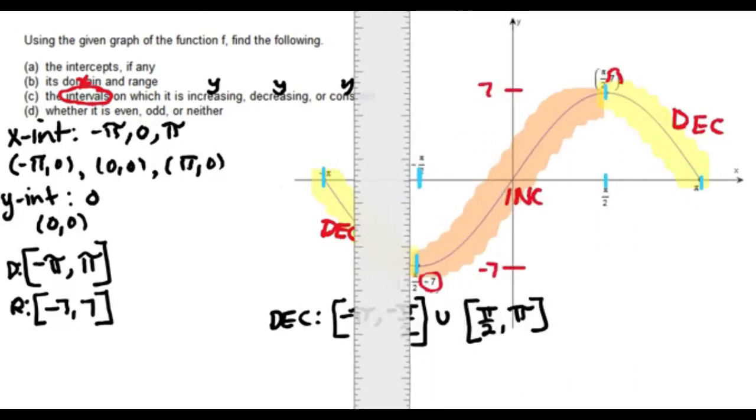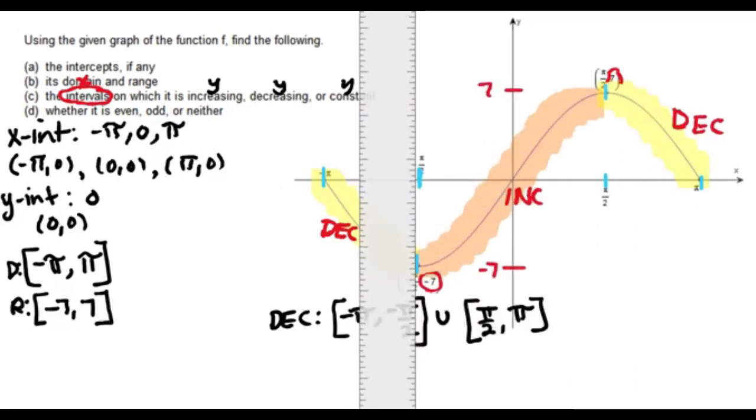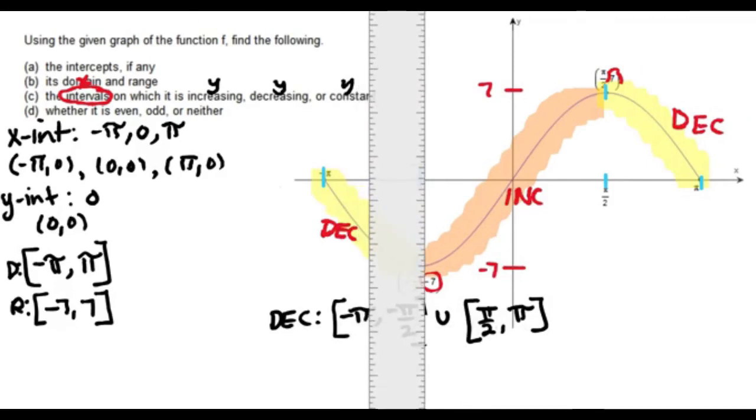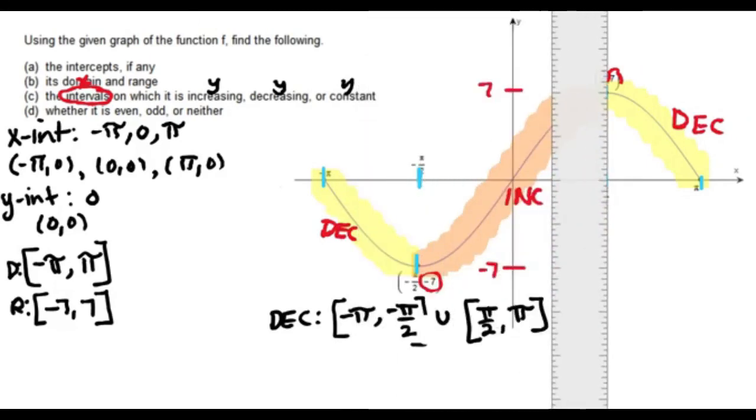And then we want to mark out this interval for increasing. It starts at negative pi over 2 and ends at pi over 2. So we have an interval of increasing that starts at negative pi over 2 and ends at pi over 2.